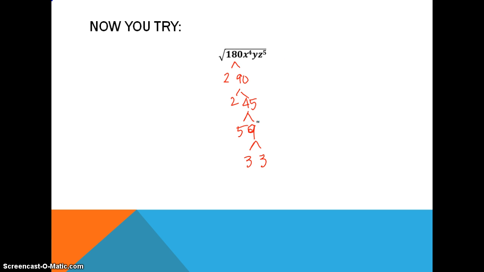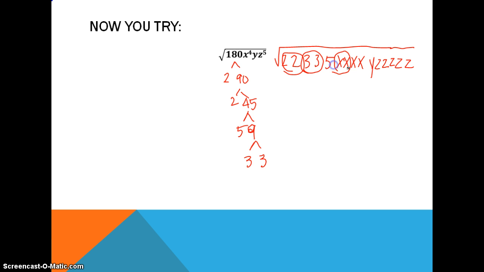So if we rewrite our radical, we end up with the square root of 2 times 2 times 3 times 3 times 5. And we have 4 x's, 1 y, and 5 z's. We're looking for groups of 2. We have a group of 2's, a group of 3's, 2 groups of x's, 2 groups of z's. So we rewrite it. For every group we pull 1 out. So we have a 2 times 3 times x times x times z times z. Under our radical we have a 5, a y, and a z.